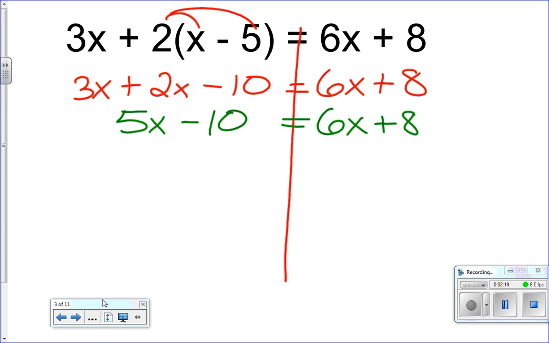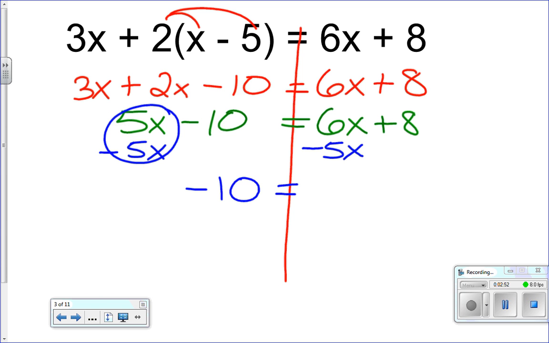Okay, what's my next step going to be, Nick? Okay, so I'm going to add a negative 5x to both sides. And Nick, where is my 0 going to go? Where's my circle going to go? The 5x and the negative 5x. Okay, so Nick, what would I have left on this side? Just 10? So negative 10. And what would I have left on the other side, Nick? x plus 8.